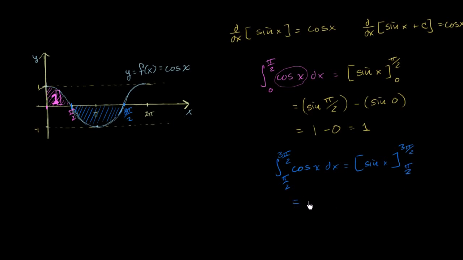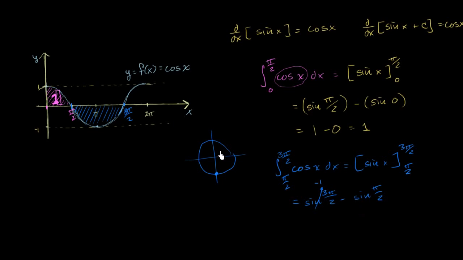So this is going to be equal to sine of 3 pi over 2 minus sine of pi over 2. What's sine of 3 pi over 2? If you visualize the unit circle real fast, 3 pi over 2 is going all the way 3/4 around the unit circle. So it's right over there. The sine is the y-coordinate on that unit circle, so it's -1. So this right over here is -1.